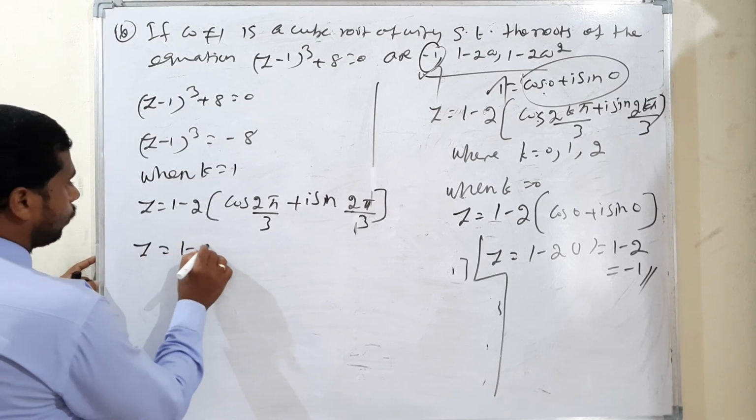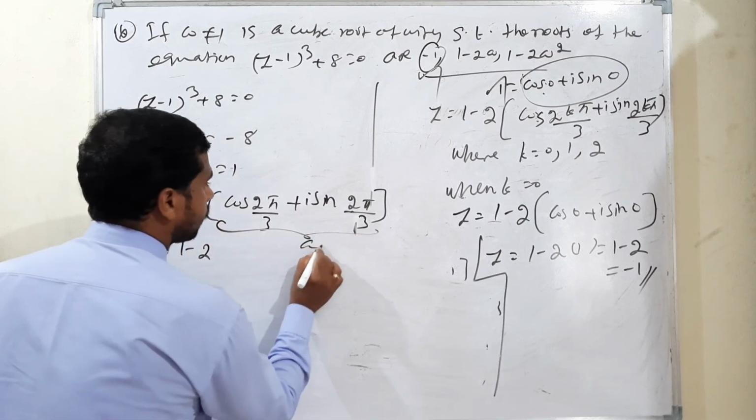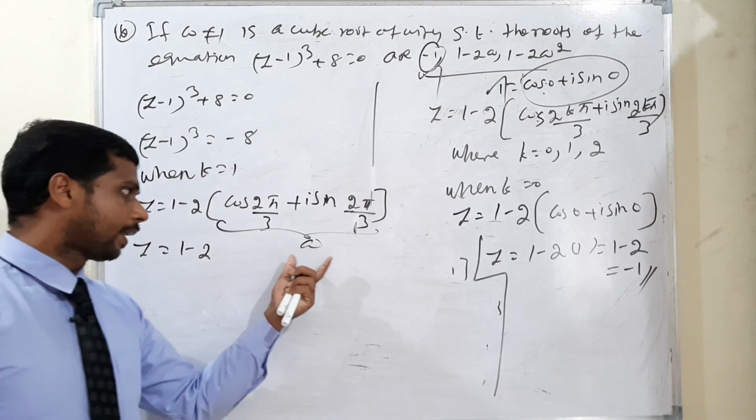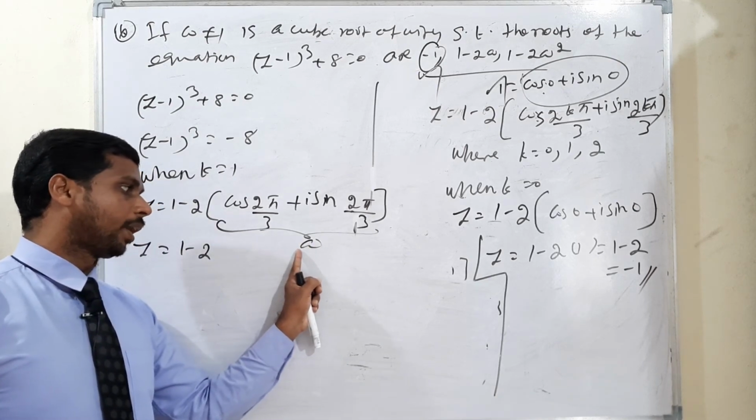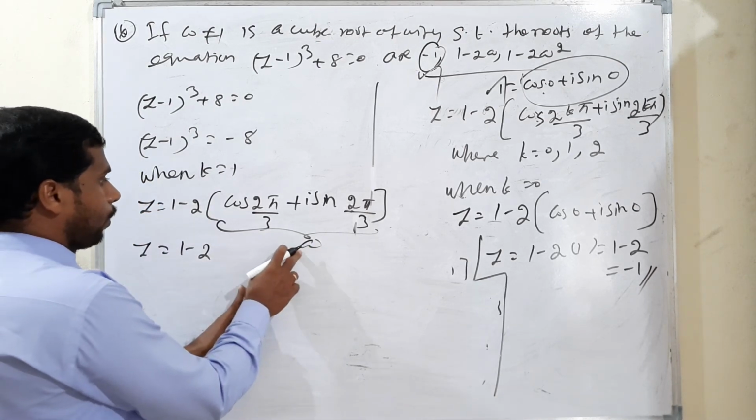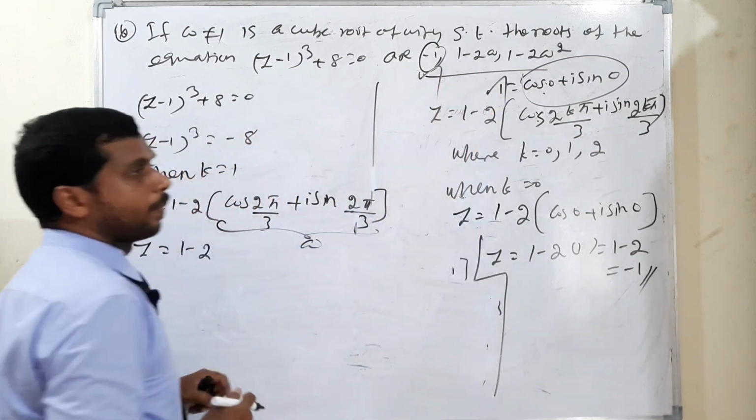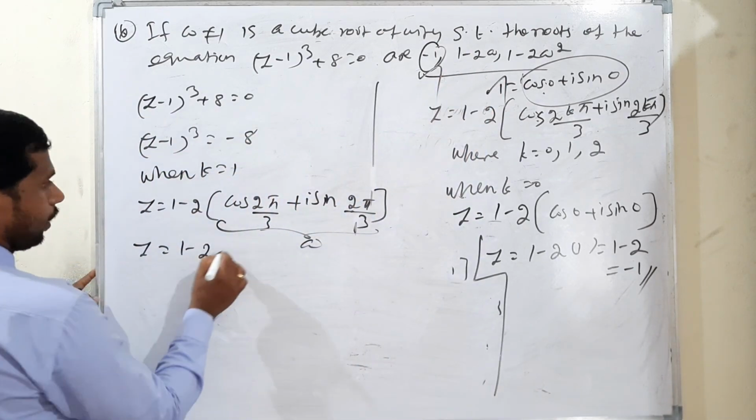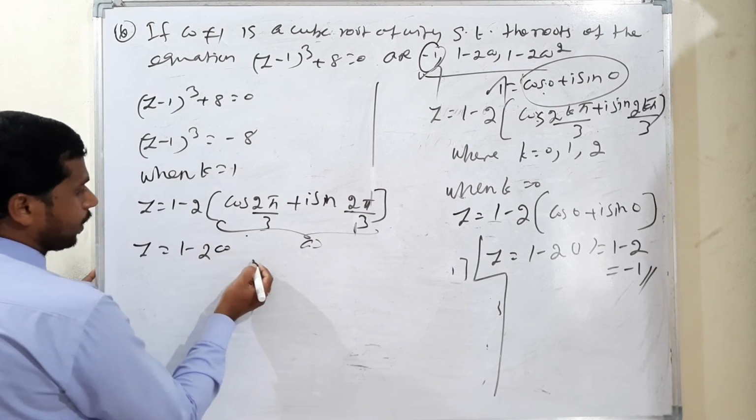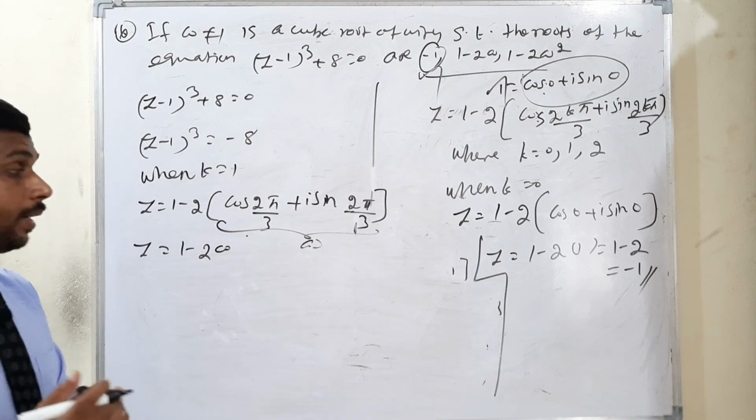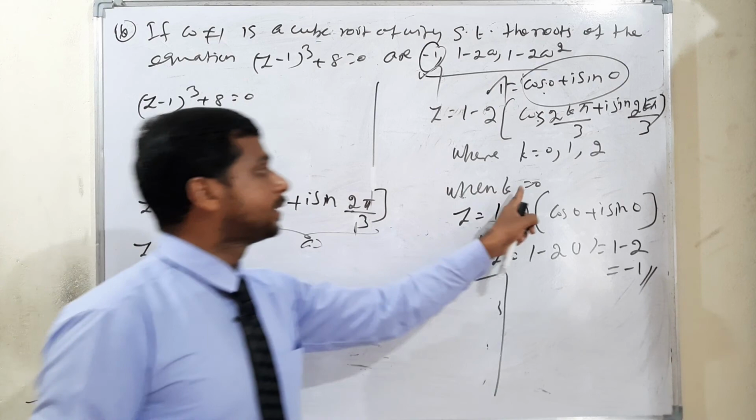Therefore Z is equal to 1 minus 2, and this whole term is considered as omega. So you will get a clear idea why I have considered this whole term as omega. We need the second root, 1 minus 2 omega. See, if you take this whole term as omega, it means 1 minus 2 omega. You will get more idea when I move to when k is equal to 2.